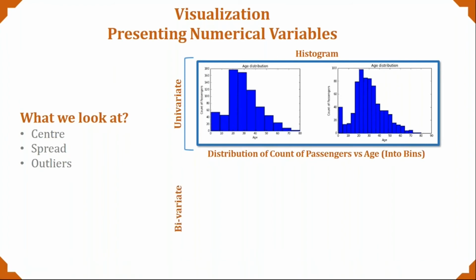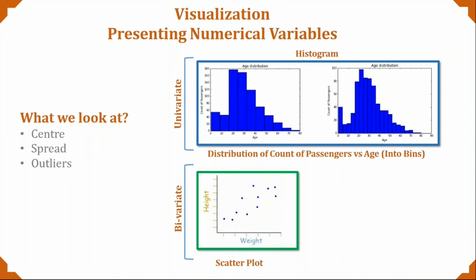Bivariate analysis. If you want to understand the relationship between two numeric variables, the first chart is a scatter plot. A scatter plot is a two-dimensional data visualization that uses dots to represent the values obtained from two different variables. Scatter plots are used when you want to show the relationship between two variables.